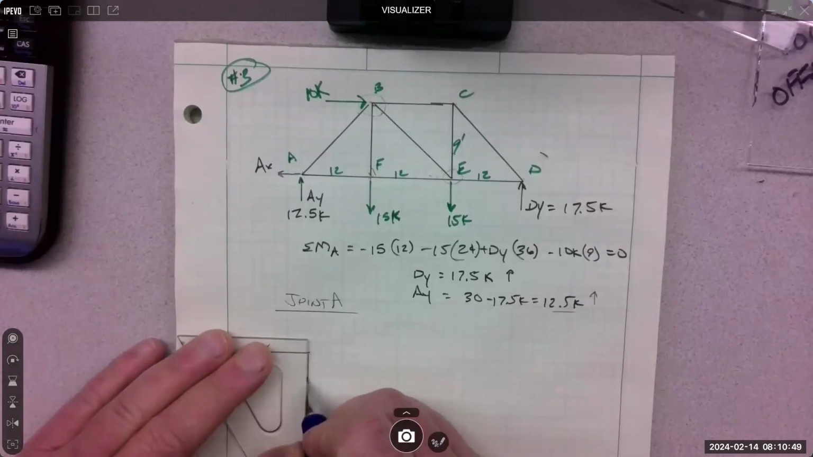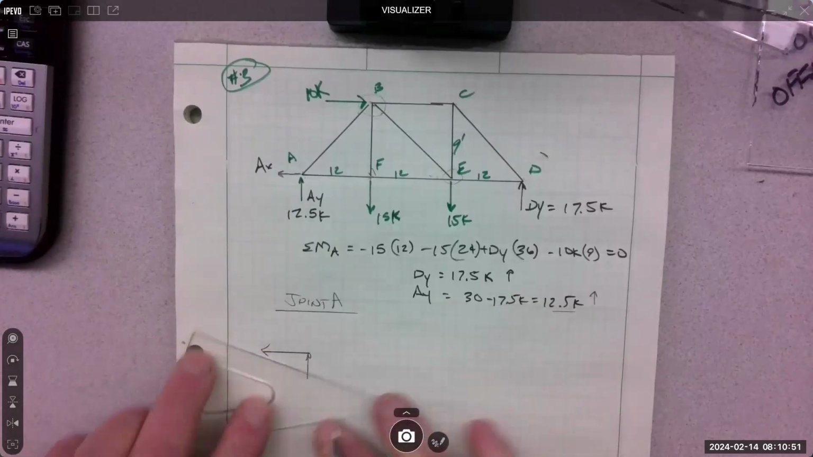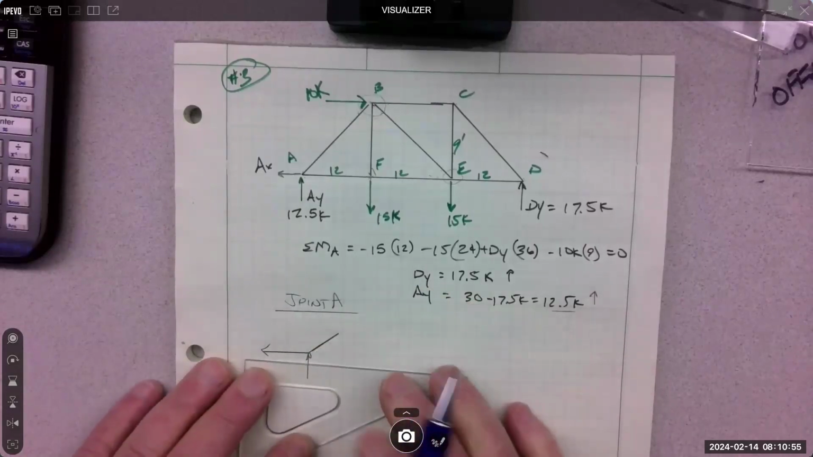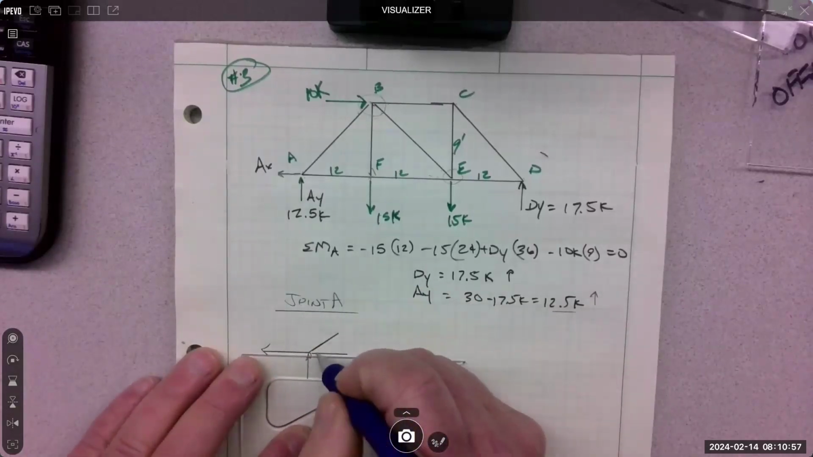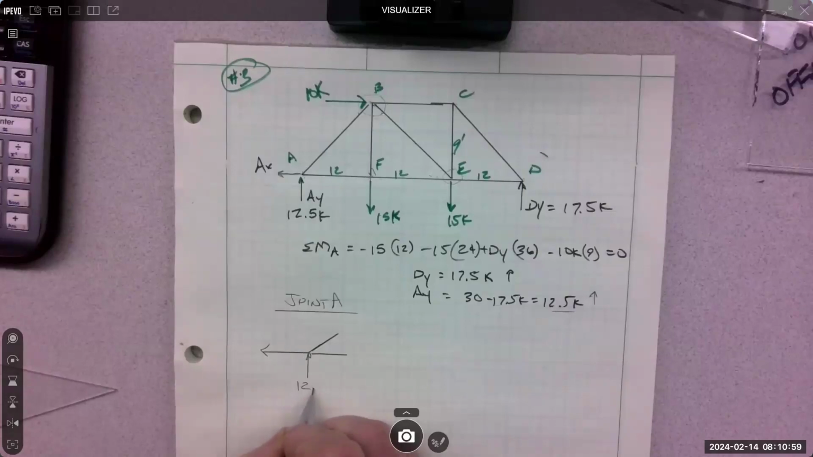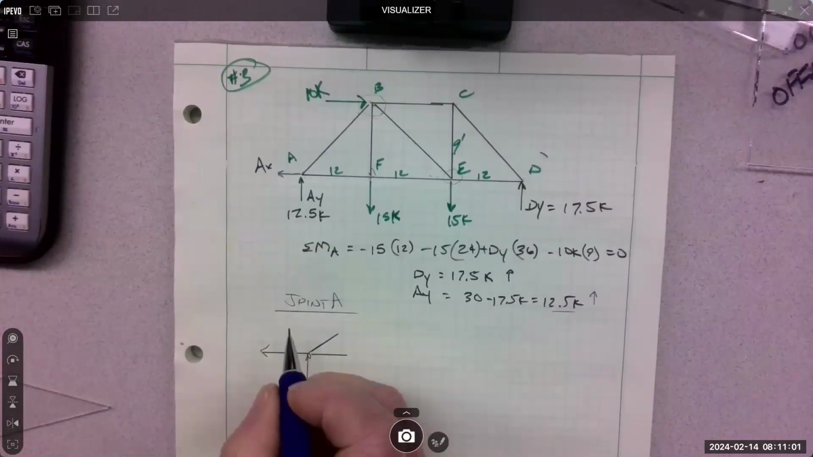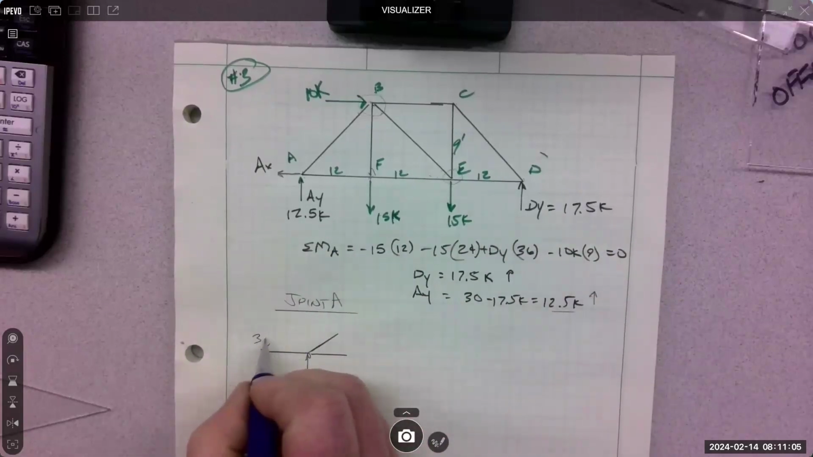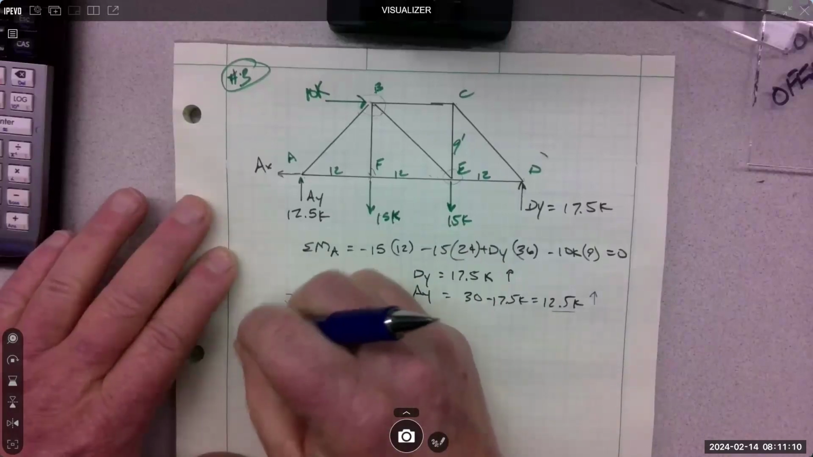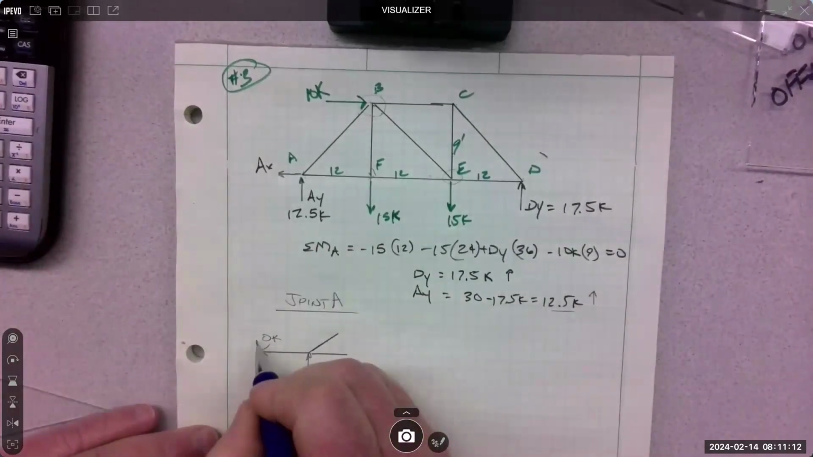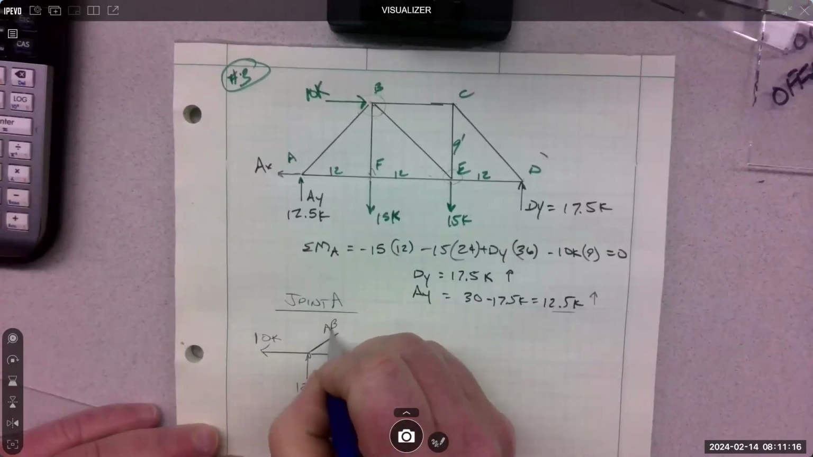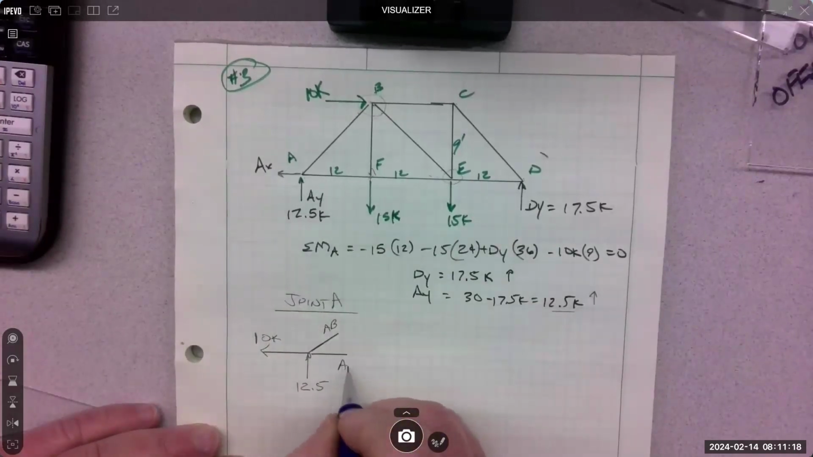Put in the knowns. Put in the unknowns, label them up. Oops. Whoops. 10K, this is AB, this is AF.